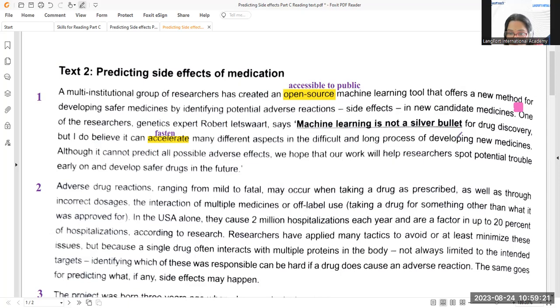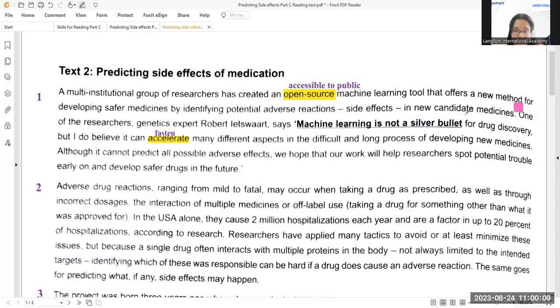All of you go through it. So we need to figure out, by using this phrase, what point is the writer trying to convey. That's exactly what we need to figure out. And in the text, they say that many researchers together came up with an accessible to all kind of machine learning tool, which is a method for developing safer medication, by identifying the possible side effects. And one of the researchers, that is Robert Letchworth, he says that it's not a silver bullet, it's not a complete solution for our problem, but it does speed up the process of developing new medicines. And even though it cannot predict every single side effect, it can actually help researchers figure out any problems at an early stage and come up with safer drugs in the future.